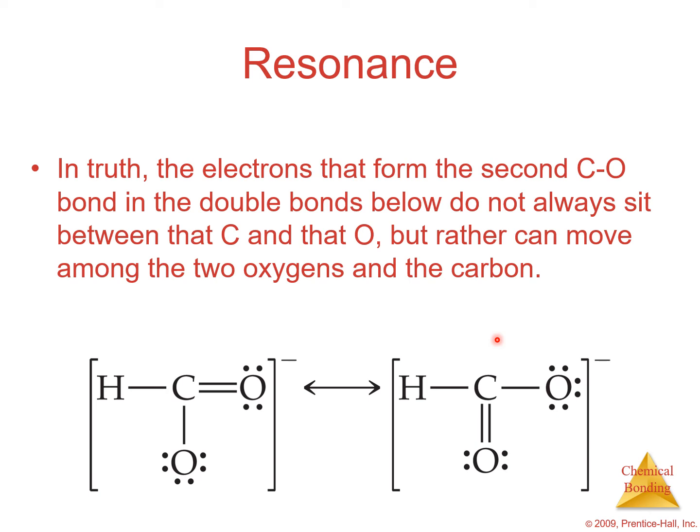So these two are now called resonance structures. The actual arrangement of the electrons in molecules such as O3 must be considered as a blend of two Lewis structures. Here again, the actual structure of this ion HCO2- is a blend of these two structures.